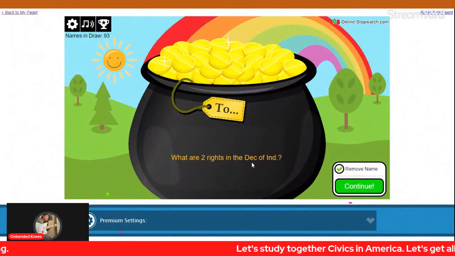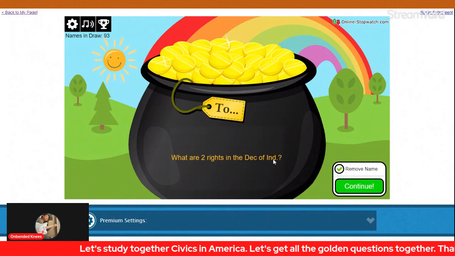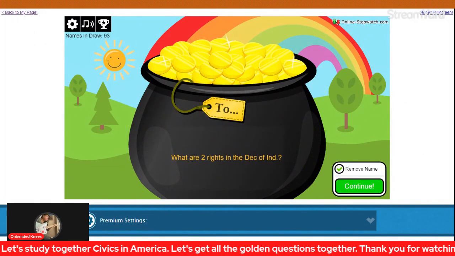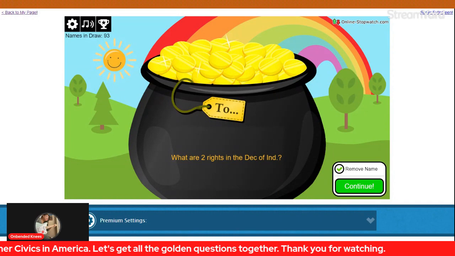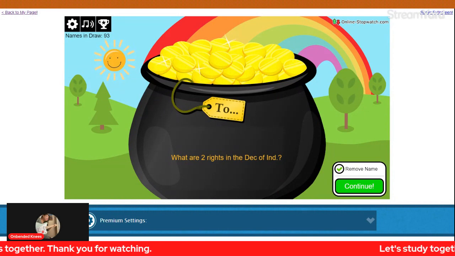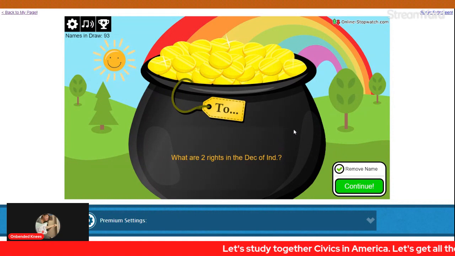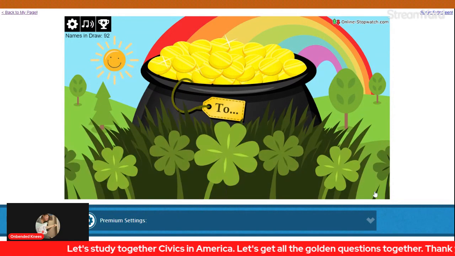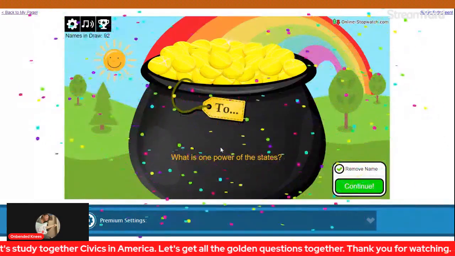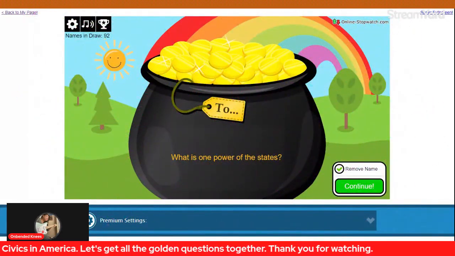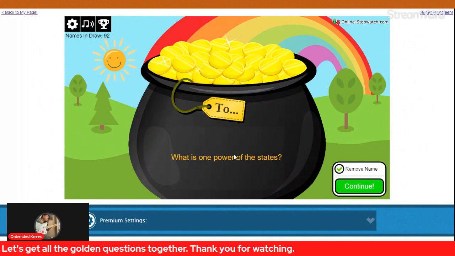Two rights in the Declaration of Independence. Two rights is liberty, life and liberty. Actually, that's three: life, liberty, and pursuit of happiness. But if it says two, you give two. If it's one, life, liberty, pursuit of happiness. Next, one power of the states. Give a driver's license.